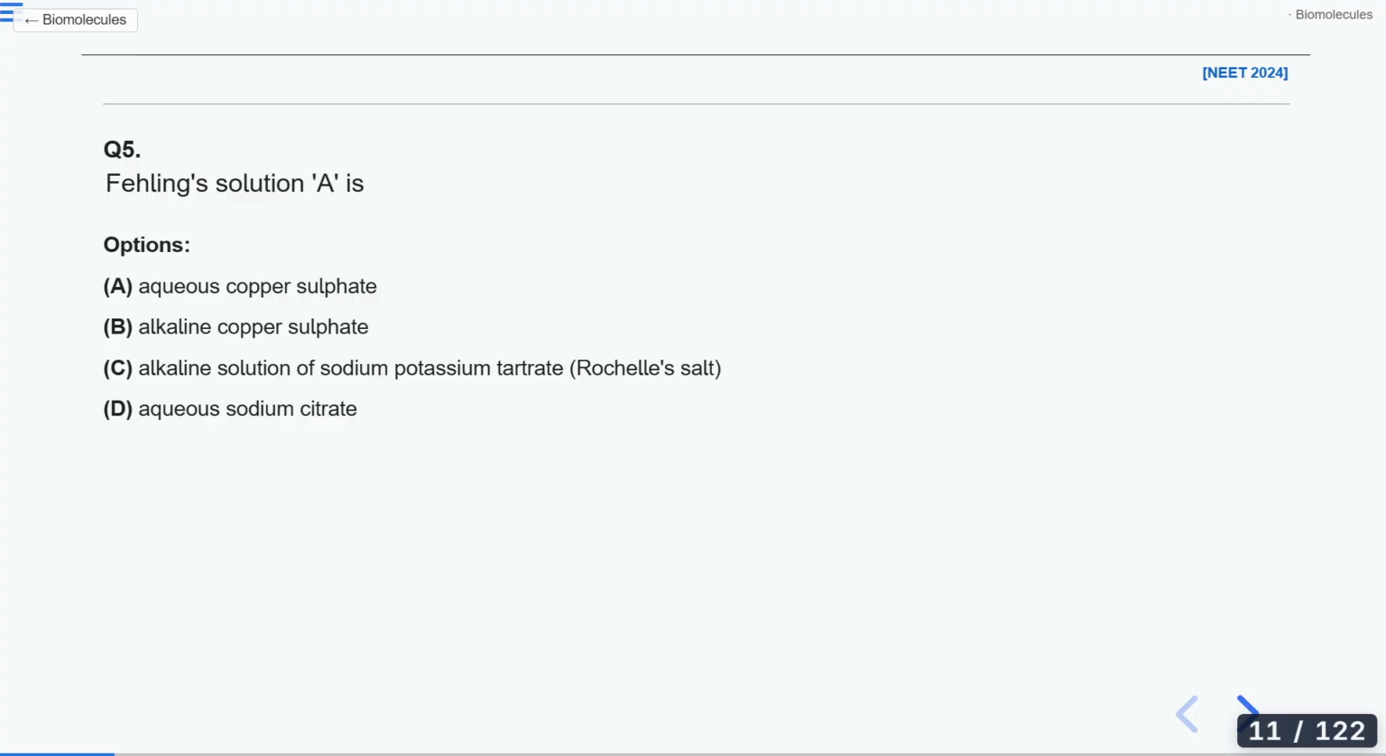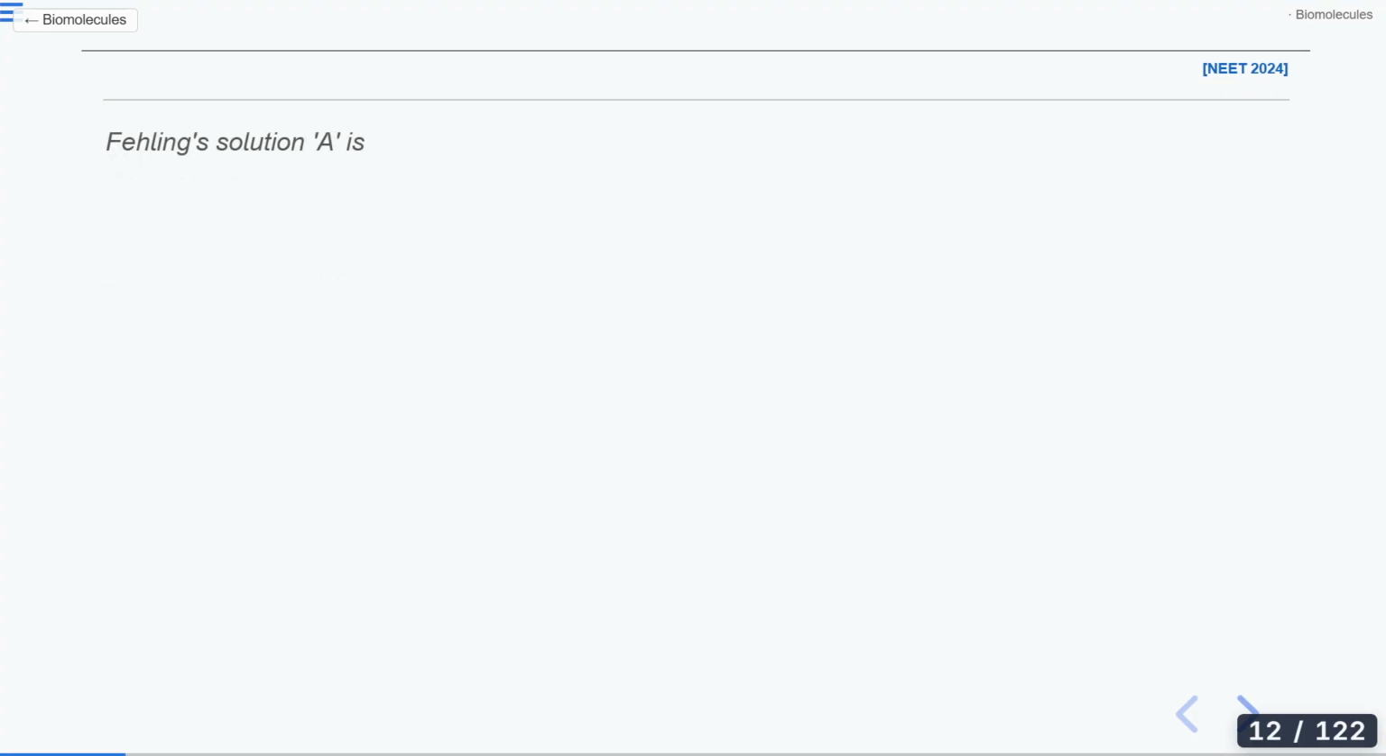Yes, let us see the correct answer. So there are two things. One is the copper sulfate solution, and the second is the alkaline solution of sodium potassium tartrate. Fehling's solution A is the copper sulfate solution, whereas your Fehling's solution B is the alkaline solution of sodium potassium tartrate. So your correct answer would be A, which is aqueous copper sulfate. You have to remember the B also.